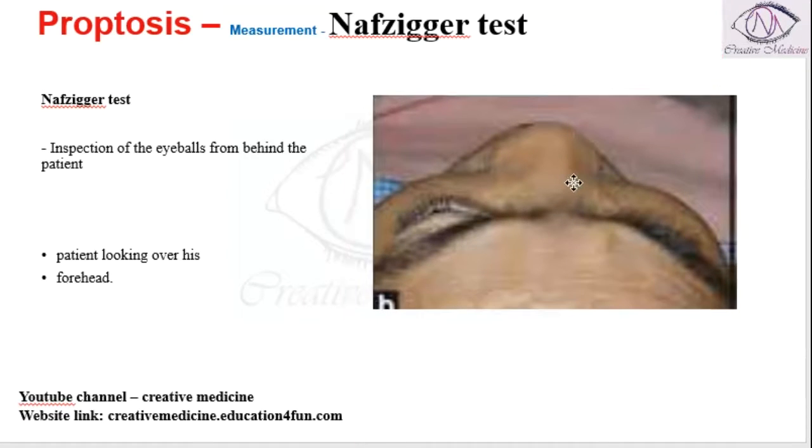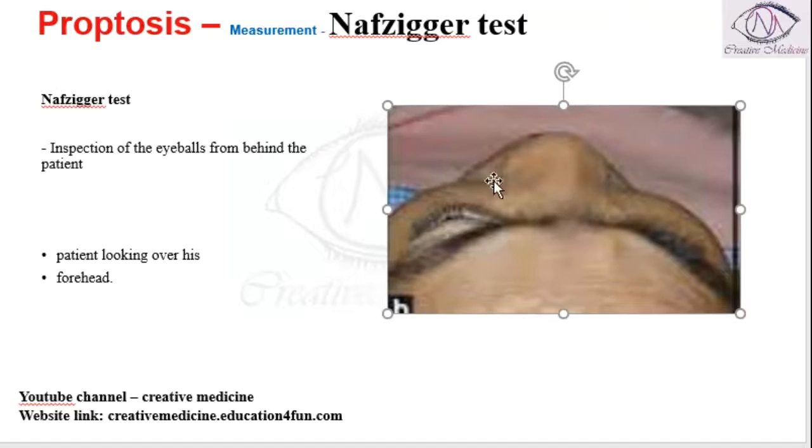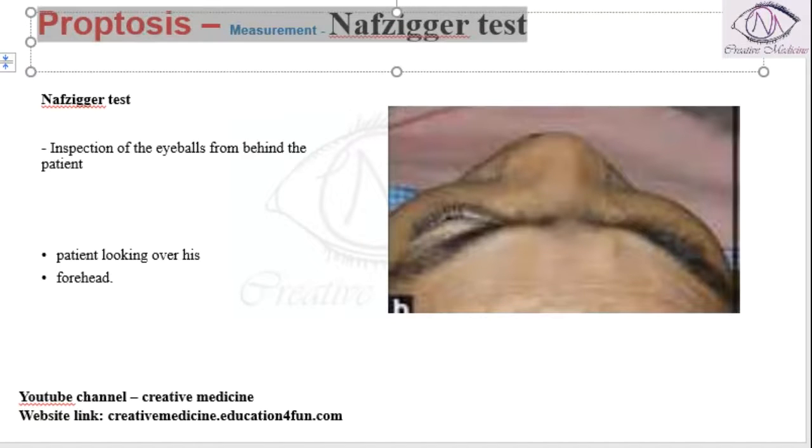If he is looking over his forehead, if you observe the eyeballs, you can see that this eye is protruded when compared to this one. This is more protruded when compared to this one, so this is called Nafzigger's test.